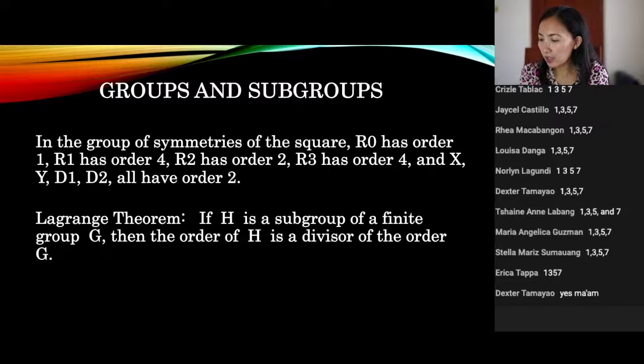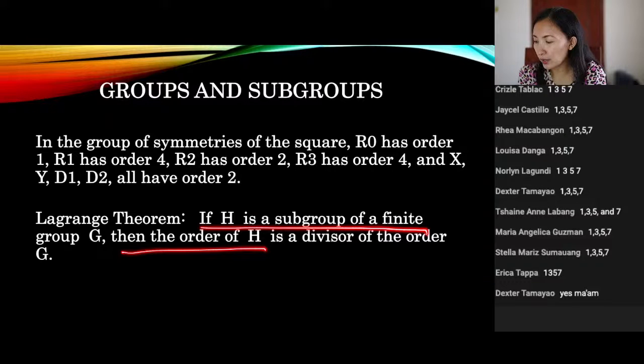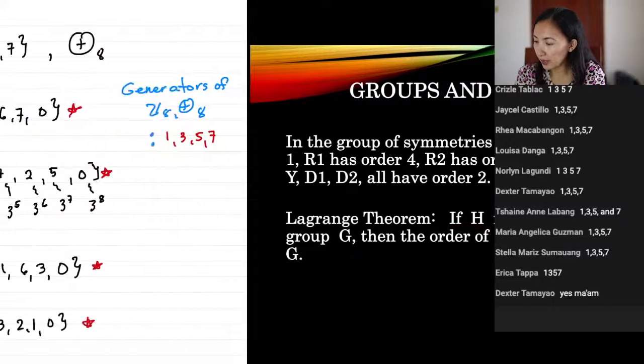Okay, Lagrange theorem says if H is a subgroup of a finite group G, then the order of H is a divisor of the order of G. Once more, if H is a subgroup, then the order of H is a divisor of the order of G. So let's look at our previous example then.